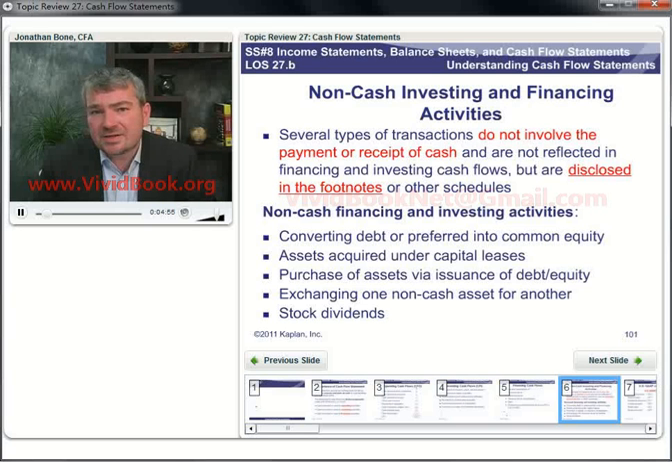Barter transactions where we exchange one non-cash asset for another, again, no cash involved here. And then finally things like stock dividends and stock splits where the number of shares are changing but no new cash is raised.